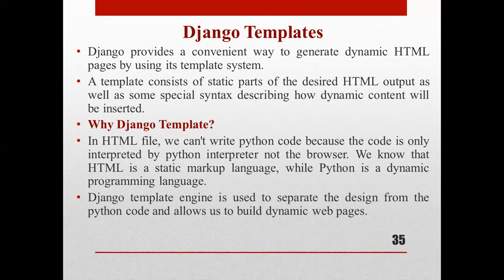So why is the Django template there? In an HTML file, we can't write Python code because the code is only interpreted by the Python interpreter, not the browser.